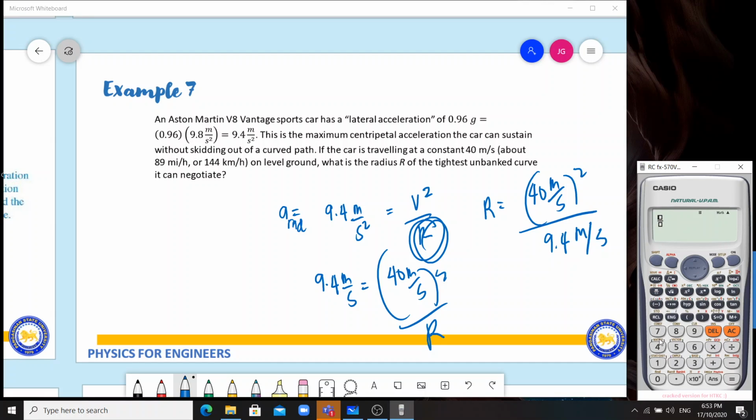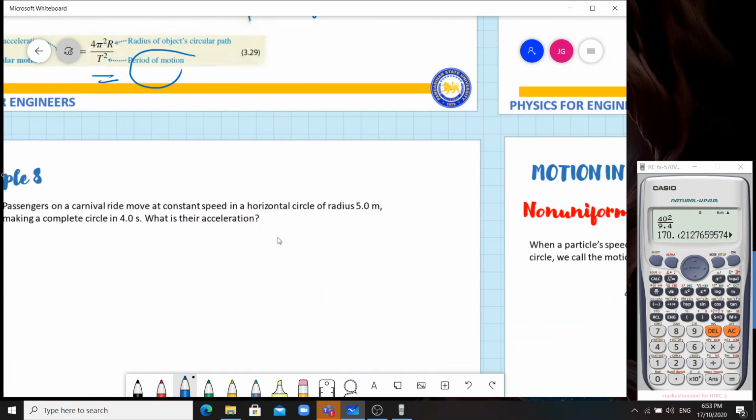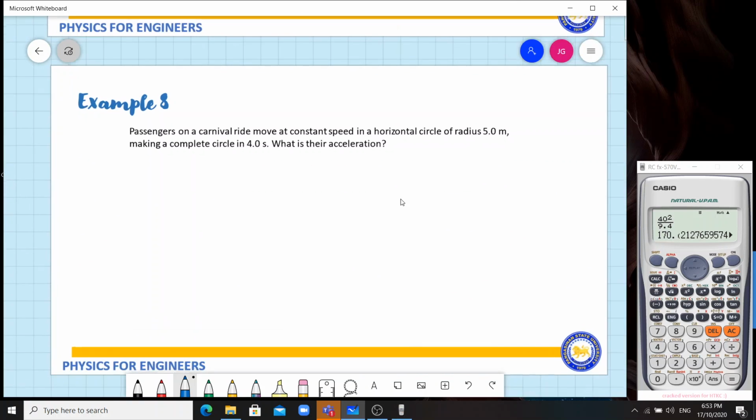So, let's compute 40 squared over 9.4. That is equivalent to a 170 meter radius. Okay? So, ganun lang kasimple si example number 7. And then let's proceed to example number 8.